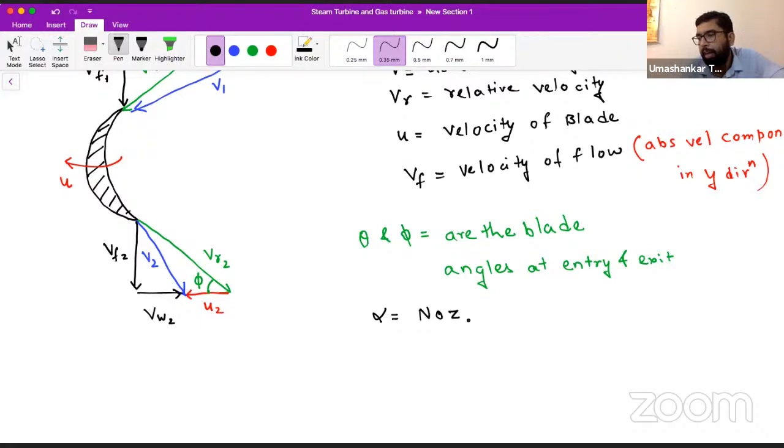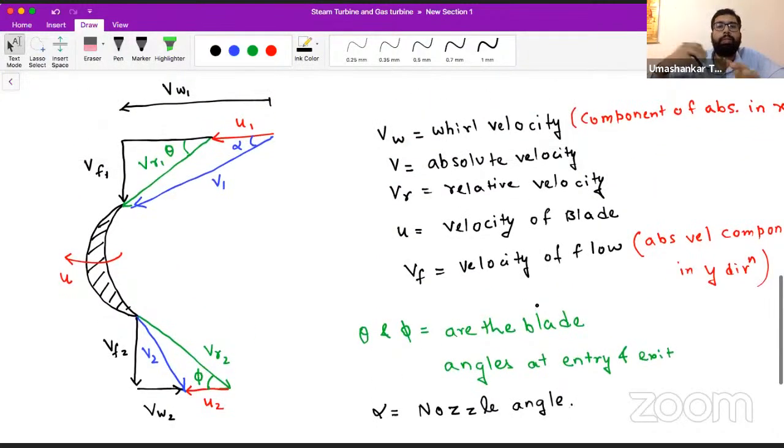Blade angle and vane angle are the same only. Manoj Smita, you are saying sometimes in a question vane angle is given. Sir, is it blade angle? Yes, vane angle and blade angle are the same thing only. It depends upon what book you are referring to. In some books, it is written as blade angle. In some books, it is referred to as vane angle, but they are all the same thing. No issues in that.